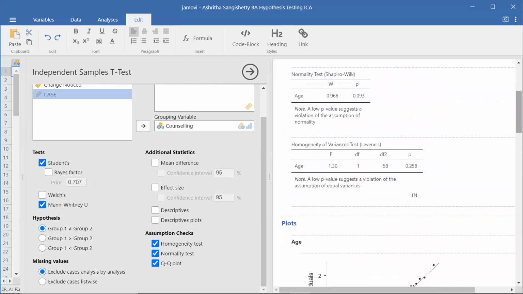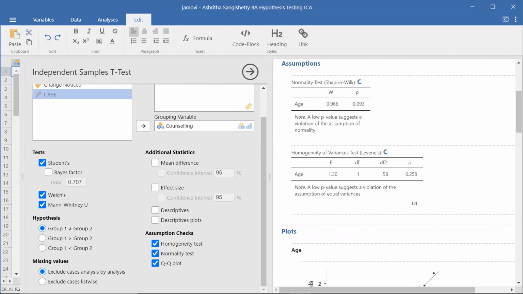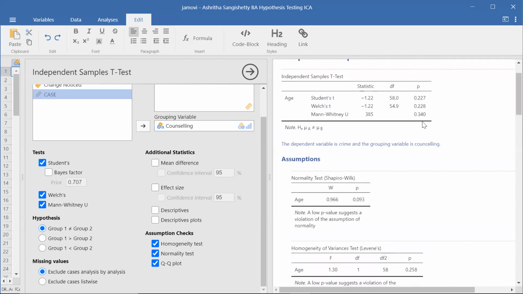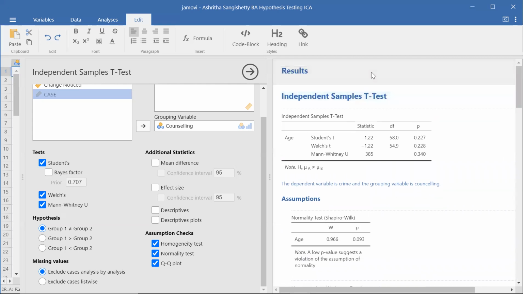And if there was heterogeneity, if the p-value for Levene's test was less than 0.05, then we would use the Welch test. Indicate and use the p-value that comes according to whichever test is relevant to the study being made.